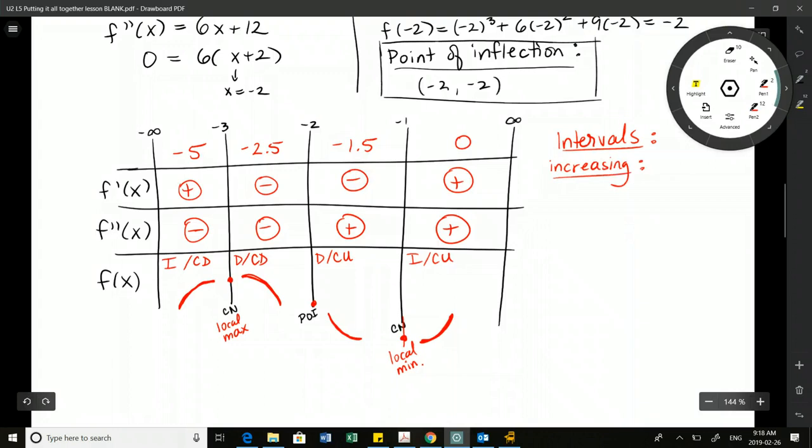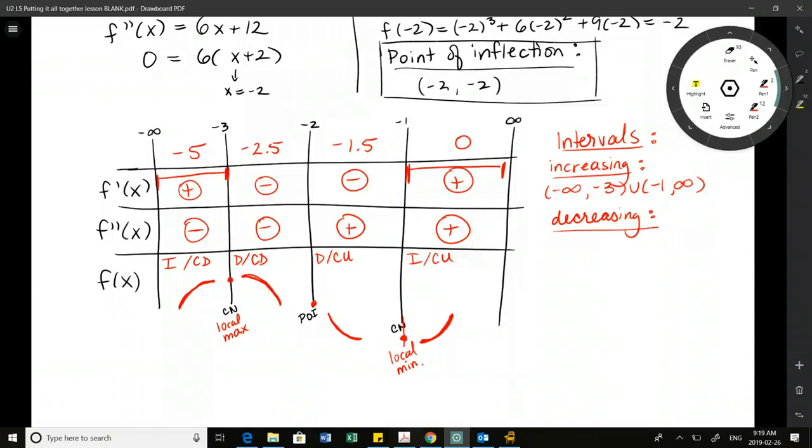So we're increasing where the first derivative is positive. So I'm increasing in this section right here, and I'm increasing in this section right here. Okay, so from negative infinity to negative 3, in union with negative 1 to infinity. I am decreasing. Do I need to exclude a point of inflection from my decreasing interval? No, only where the first derivative is 0. Okay, so critical numbers we exclude from the decreasing or increasing intervals. Points of inflection I don't have to.